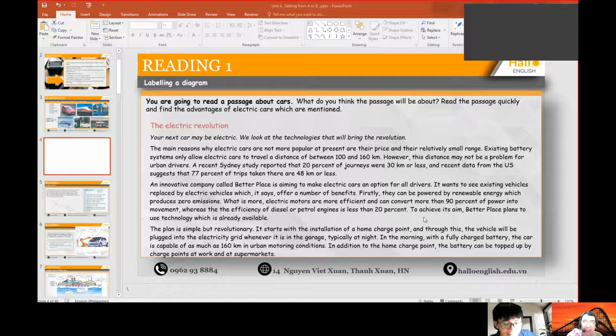Maybe you used scanning first because you were able to understand what the keywords were that you needed to answer, and then after that, you skimmed. Okay, that's very good. So we don't need to read all the passage in here. Why? Because we just need to get the advantages of electric cars.